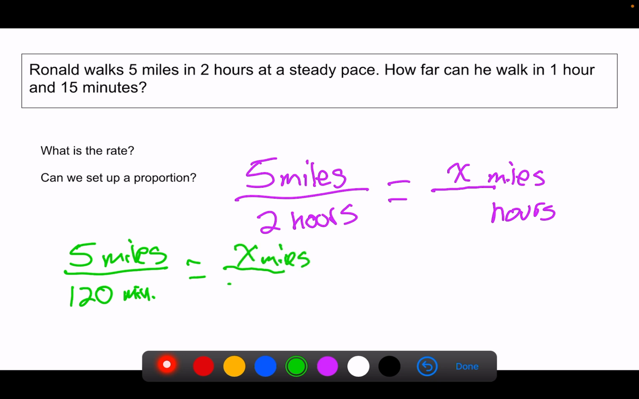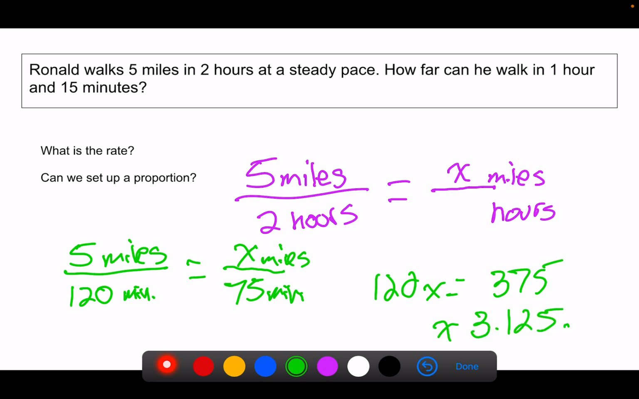over 75 minutes. Now you might be wondering, how'd you get 75 minutes? Well, I know 1 hour is 60 minutes plus the 15 makes 75 minutes. Now I have miles and minutes, miles and minutes. I have the same units. I can solve this proportion by crisscross multiplying, so I get 120x equals 75 times 5. This is where you get your handy dandy calculator. 75 times 5 equals 375. And then I divide and we get an answer of 3.125 miles. Yay.